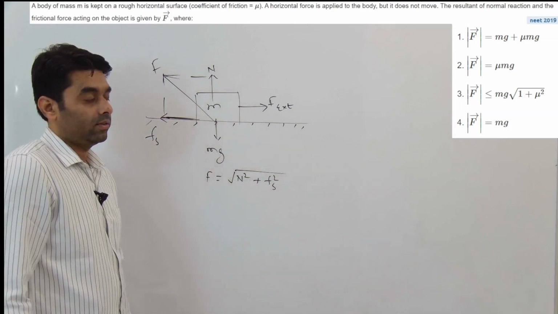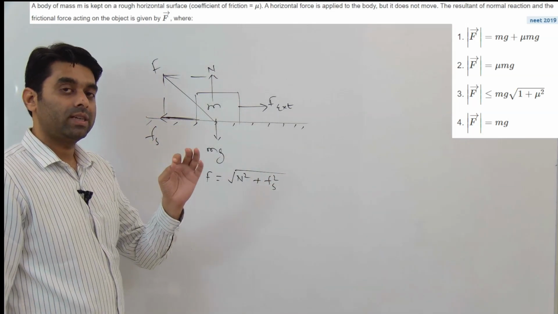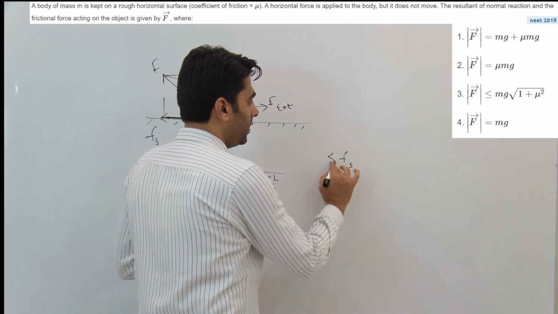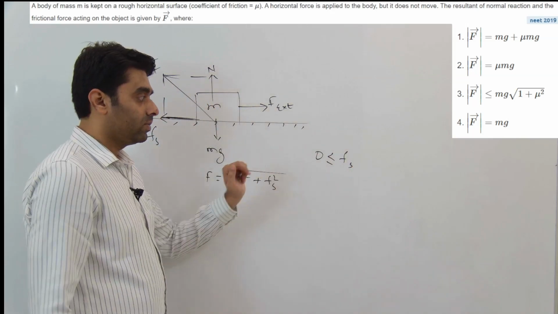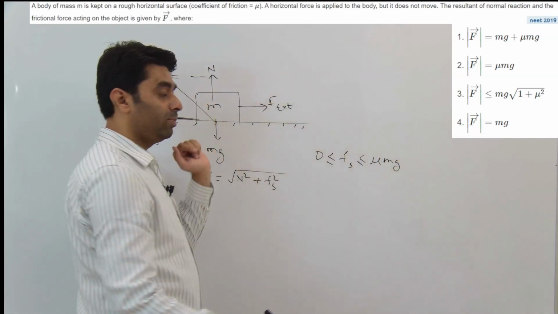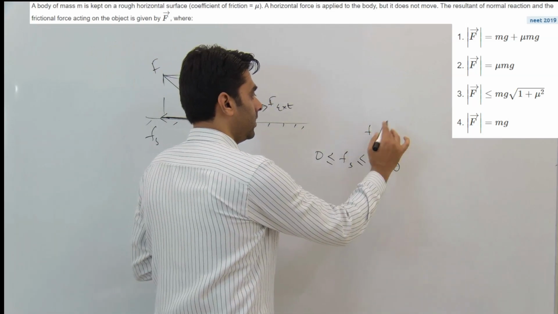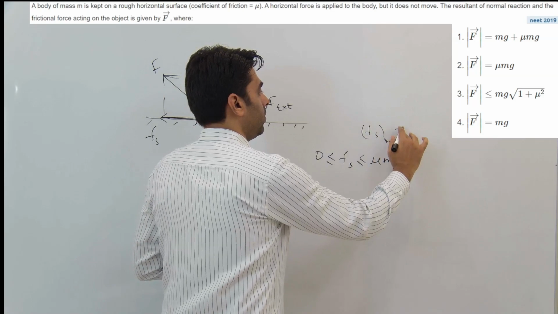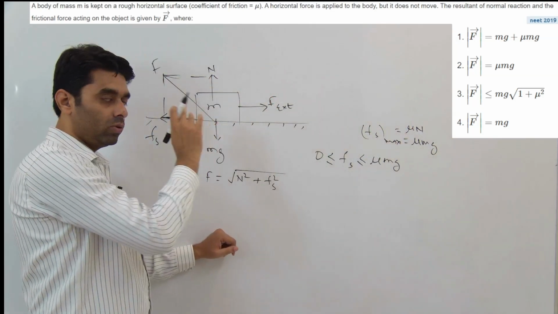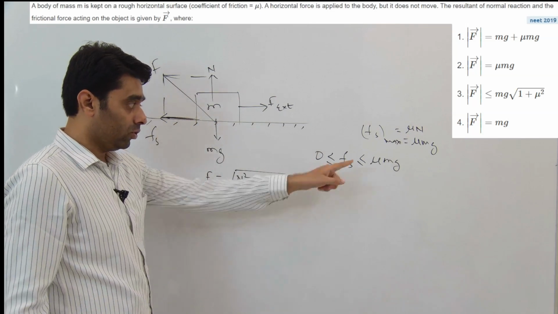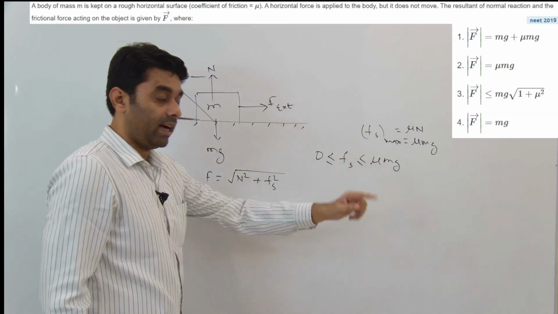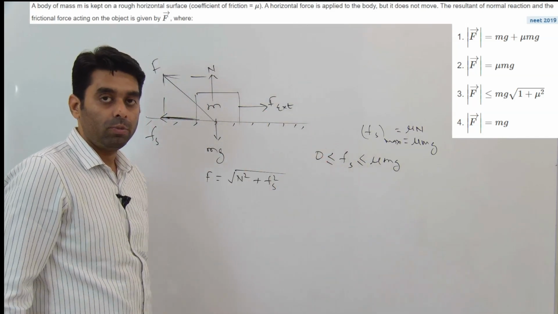Now the thing is that this static friction, as we know, is self-adjusting in nature. Static friction value can vary from 0 till mu mg. In this case it will be mu mg, right? Maximum static friction we write as mu N, which in this case is mu mg, because normal is equal to mg over here. Fine. So in this range your static friction can vary. So static friction will be less than or equal to mu mg.